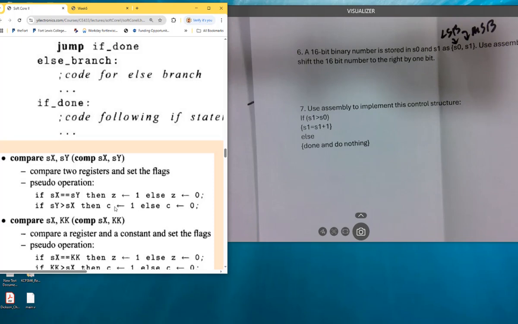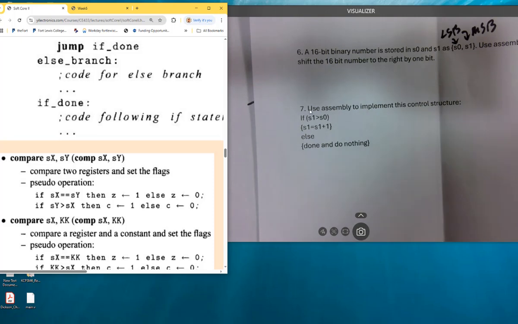If they're equal, the subtraction turns out to be a 0, then the Z flag will be on. Okay? You see here? If Sx is less than Sy, carry is on, so it borrows. Keep in mind, because they are not equal, Z has to be 0. If they are equal, Z is 1 and C is 0. If Sx is less than Sy, C is 1 and Z is 0. Right?